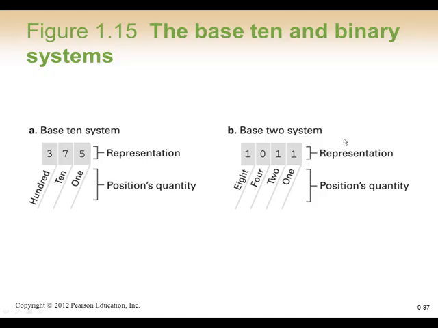So I have base 10 is 375. I'm going to multiply this by 1, by 10, by 100. This is base 2: 1, 2, 4, and 8. So 8 plus 2 is 10, plus 1 is what? 11. What is 11 in hexadecimal? B. So this is B in hexadecimal. It is 11 in base 10. Good?